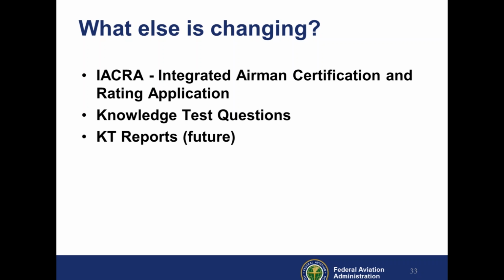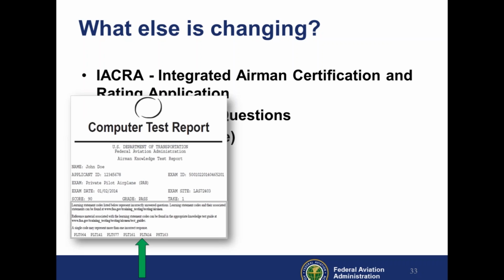I do want to mention to you our knowledge test report. This is a good change that we can't wait to deploy. Currently, your knowledge test reports list PLT codes, or what we also call learning statement codes, that tell you what type of material you missed on the knowledge test. Here's an example, PLT 414, and then you have to go look at the guide to figure out what that actually meant. And then your examiner has to relate that back to the ACS to know what element to include in your check ride.